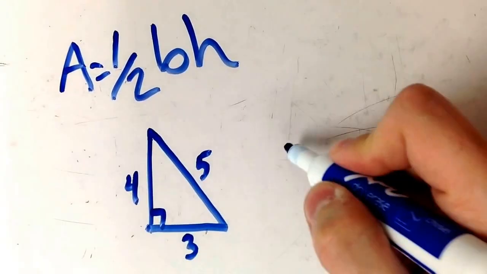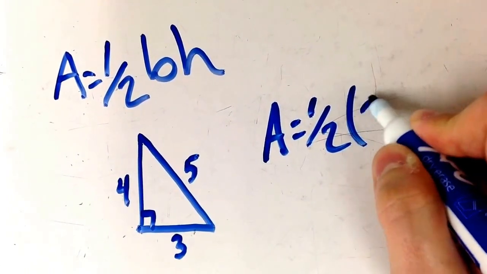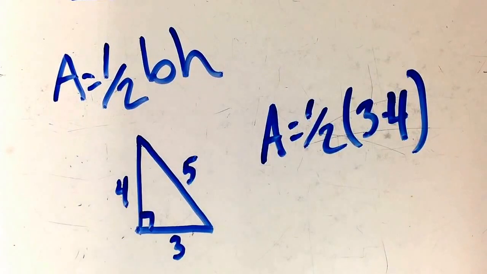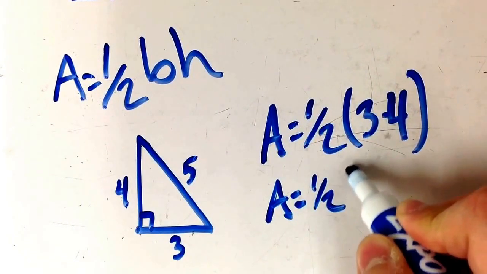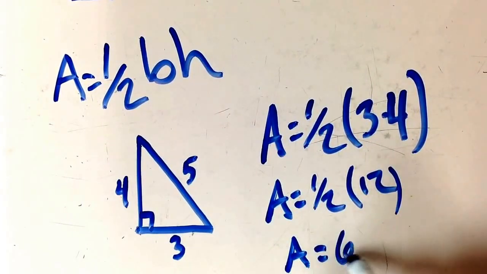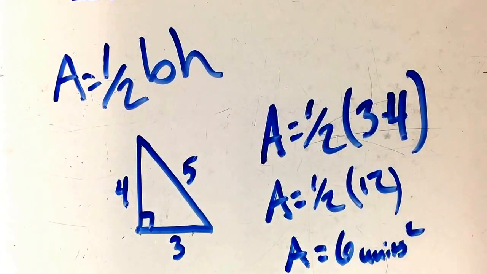And so whenever I set up my formula, A equals 1/2 times 3 times 4. I'm going to be multiplying 1/2 times 3 times 4. So A equals 1/2 times 12, which equals 6 units squared. Again, because my area is always squared.